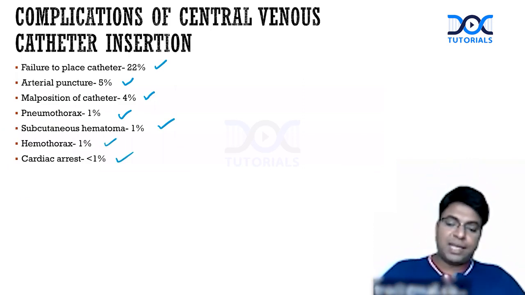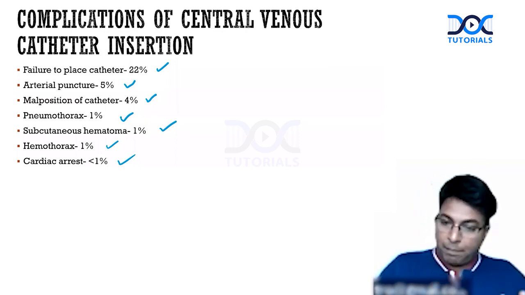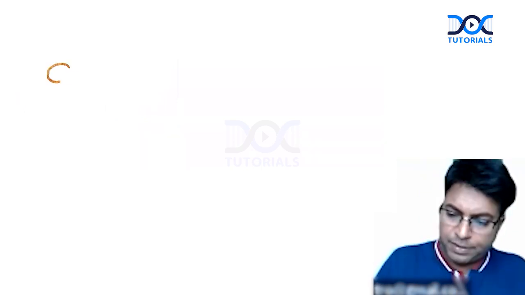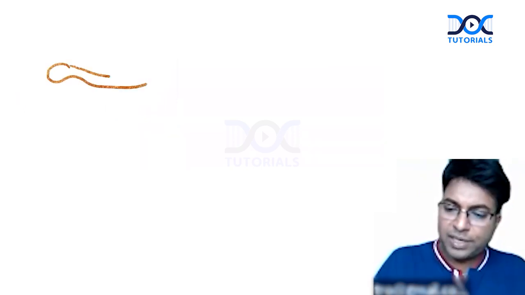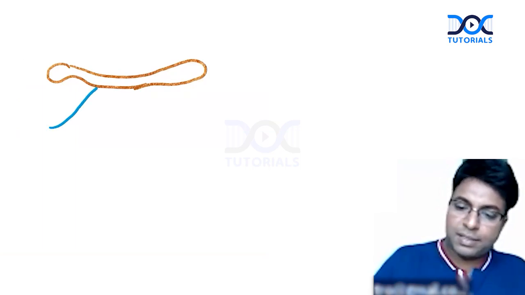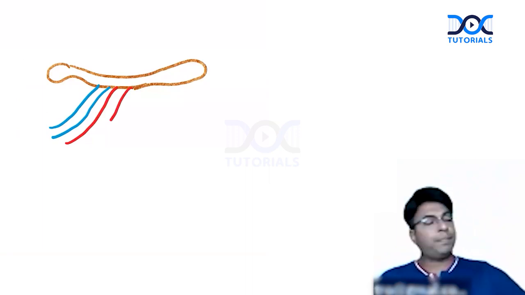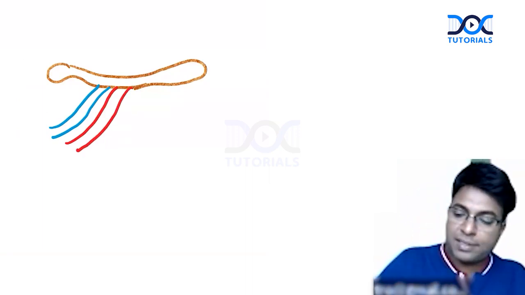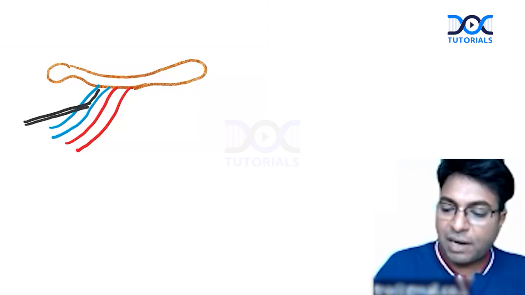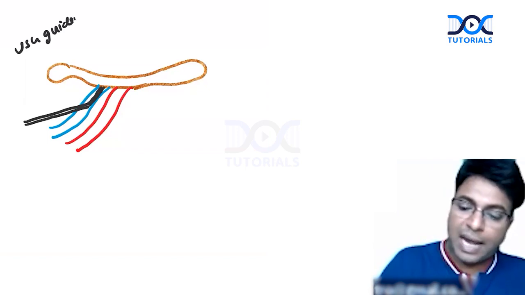Very interestingly, they have discussed vascular complications. I don't know whether this question may be repeated, but I wanted to tell you about the vascular complication of central vein insertion. Let us assume this is the subclavian vein and this is the subclavian artery. Now I'm trying to cannulate this subclavian vein with the central line. Nowadays ultrasound has come, so with ultrasound guidance it is cannulated very perfectly.